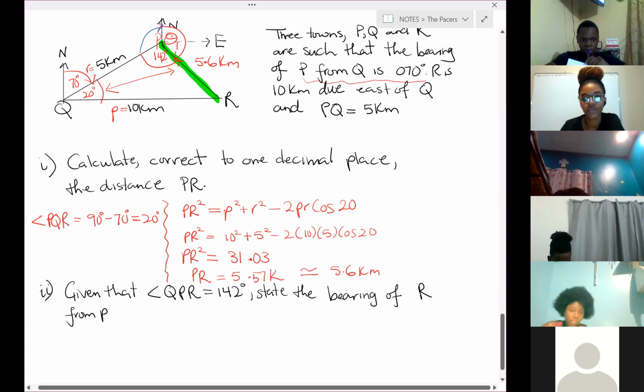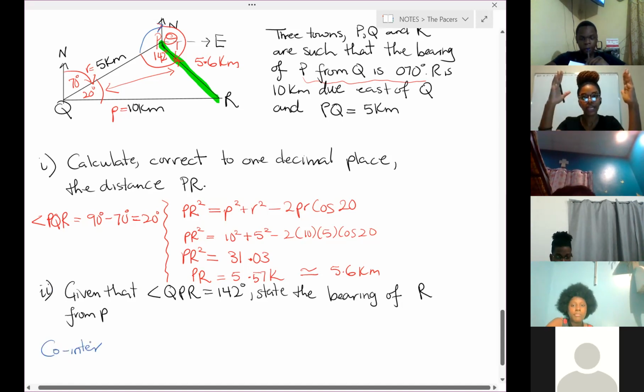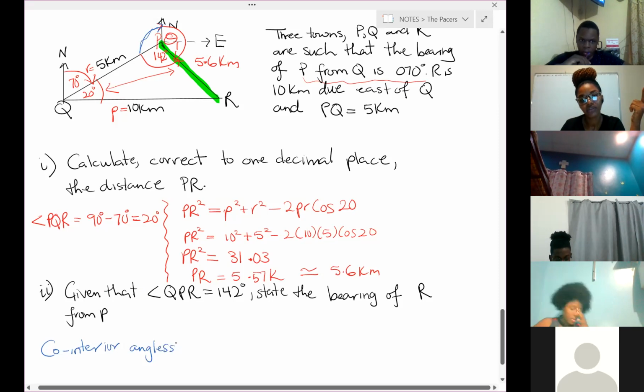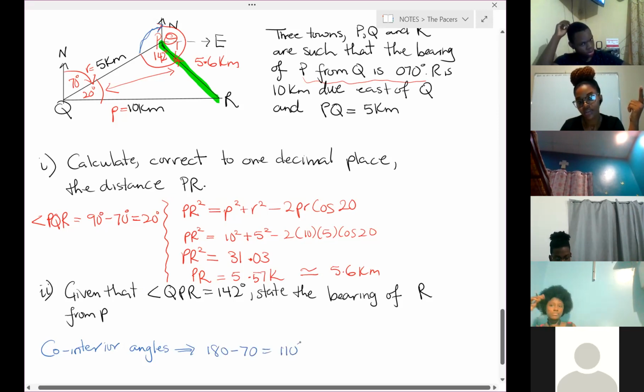Solange, what's the name of the rule? Okay, co-interior angles. Thank you. Because of the two north lines, the 70 and the angle that we just created here are co-interior angles. Therefore we can subtract: 180 minus the 70 will give us 110 degrees, which will be up here.